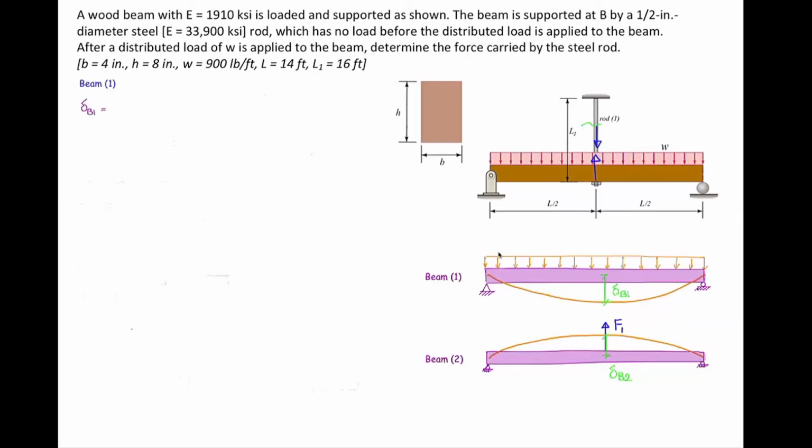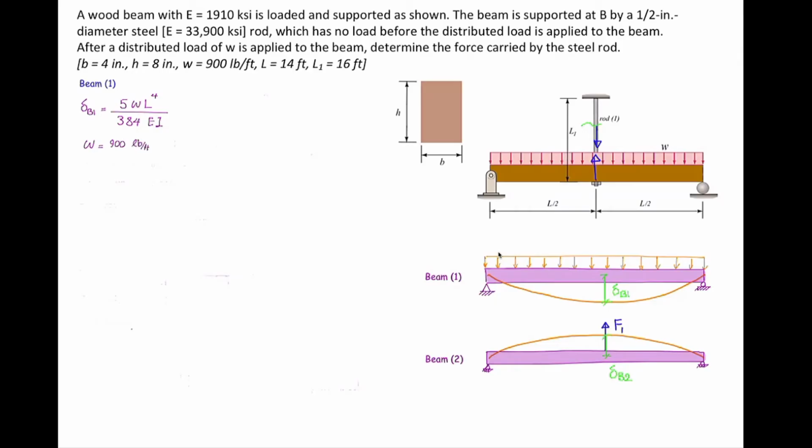For the first beam, looking at the beam's deflection table, the magnitude of the deformation at the midspan for the simply supported beam subjected to a distributed load is 5WL^4 divided by 384EI, similar to the problem that we just solved. Now, I'm just going to go and plug in the values. Be sure to use the units that are compatible with each other.